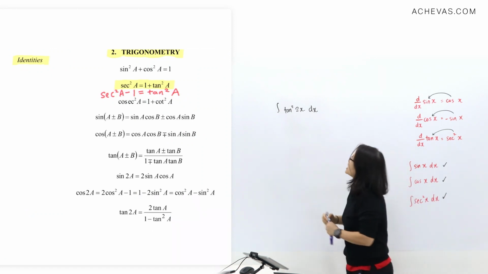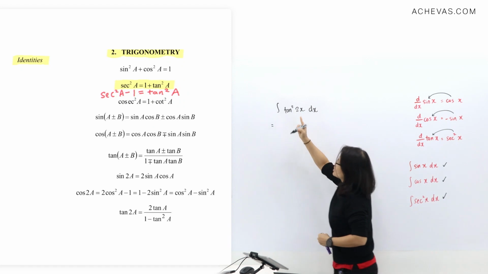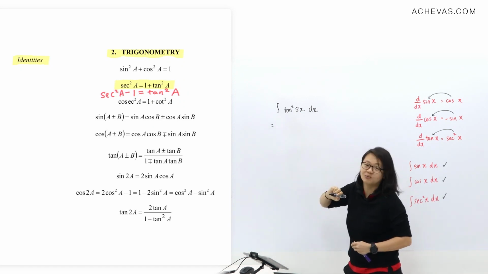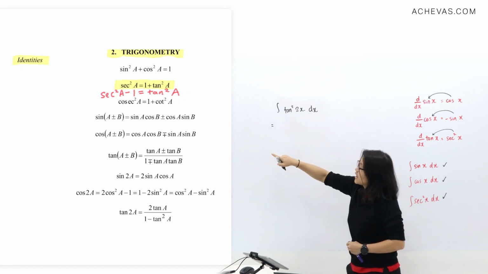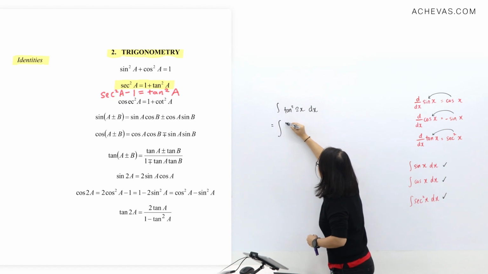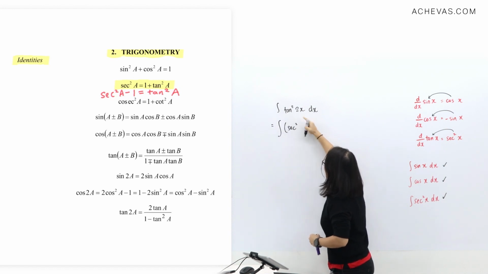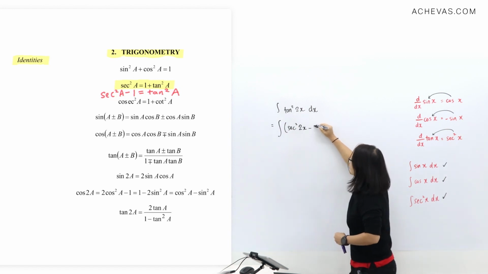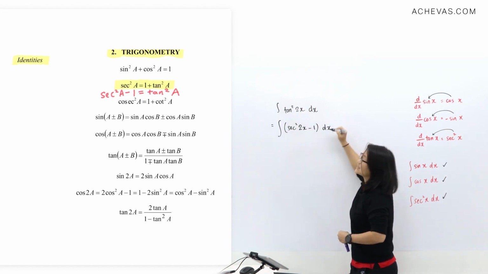So my first step over here, we're going to change tangent square 2x using the formula. I have shifted 1 to the left, so I'm going to change tangent square to secant square minus 1. So I'm going to write here, secant square. Of course, you need to follow this angle here, so it's going to be secant square 2x minus 1 dx.